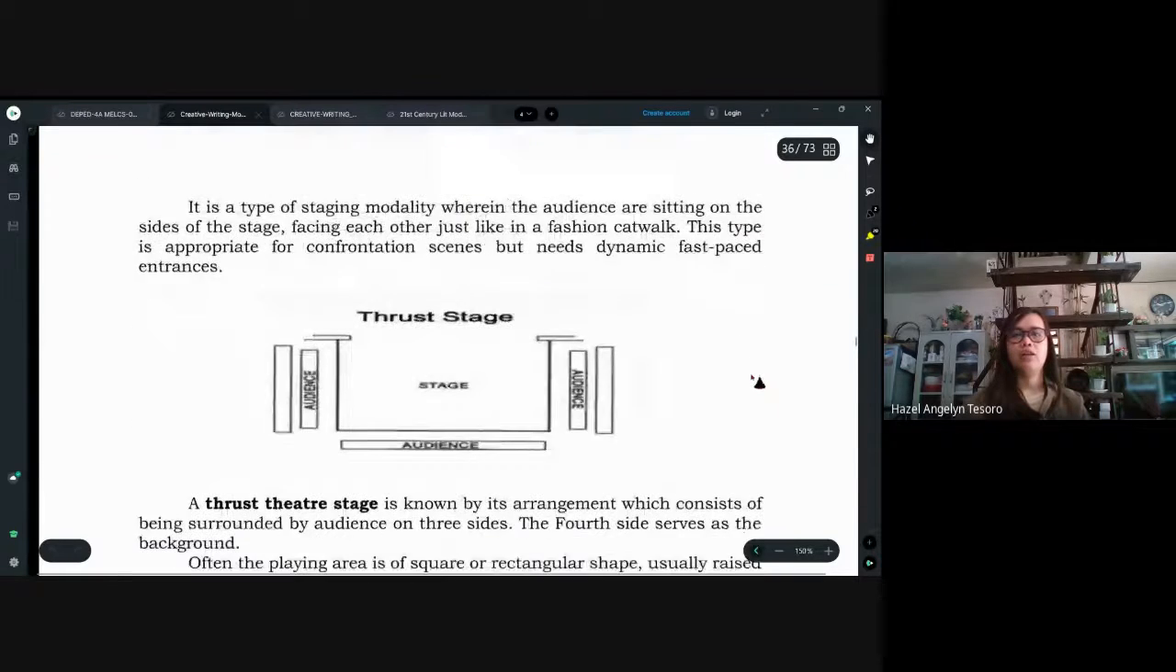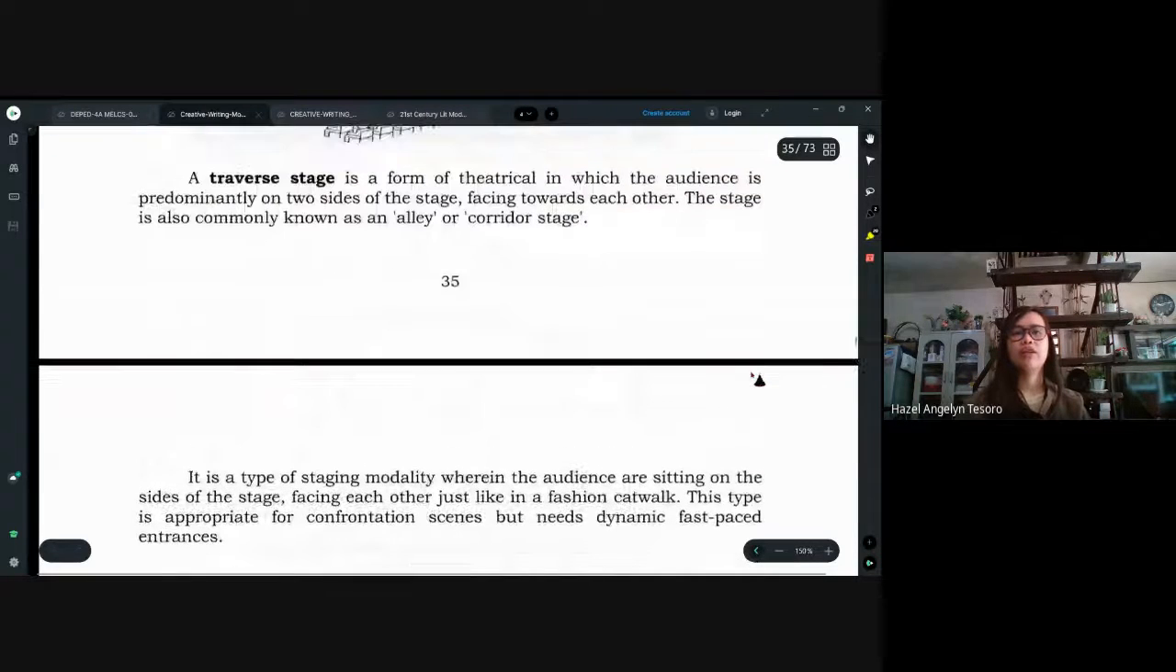So let's know more about it. So the traverse stage is a type of staging modality wherein the audience are sitting on the sides of the stage. Okay, ganun na rin. Just like a fashion catwalk. This type is appropriate for confrontation scenes but needs dynamic, fast-paced entrances.